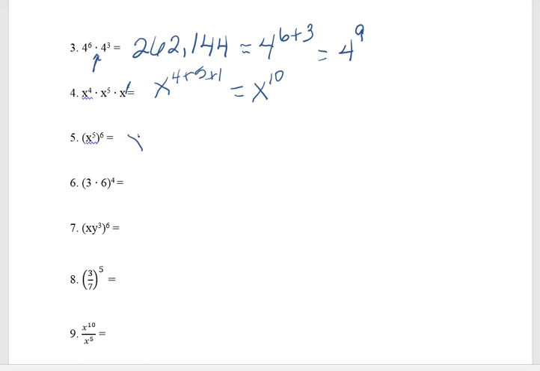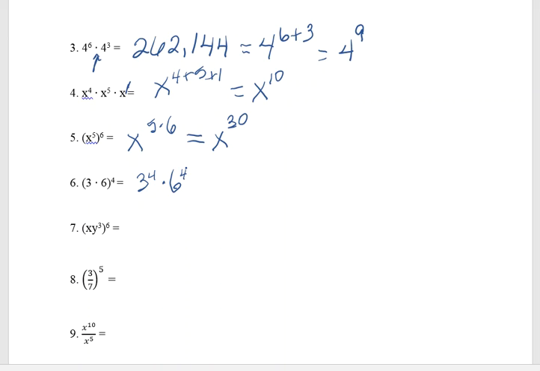Now this is to a power rule. The power rule says that with the exponents we multiply them. So we're going to do 5 times 6 in this case. 5 times 6 is 30. On this one we have individual numbers inside. Remember, they each get the exponent. So this is 3 to the 4th times 6 to the 4th.